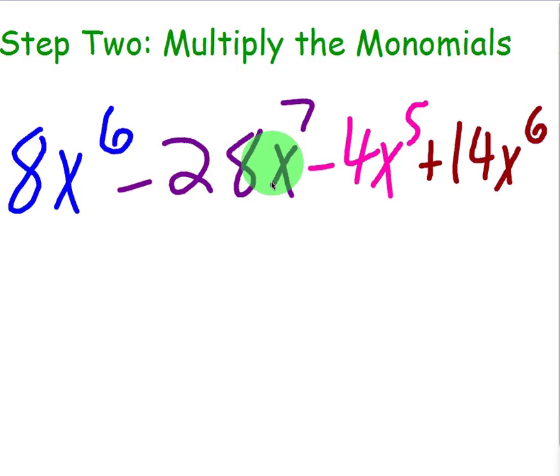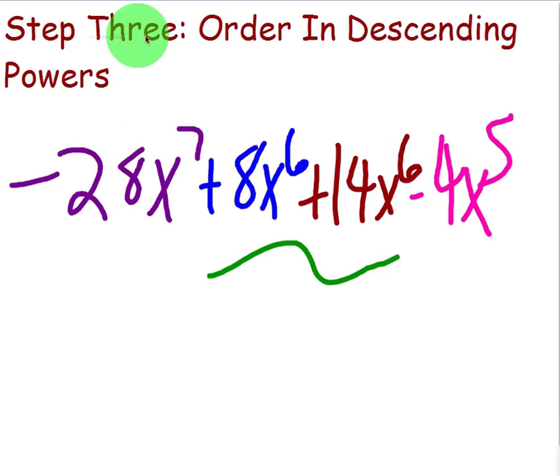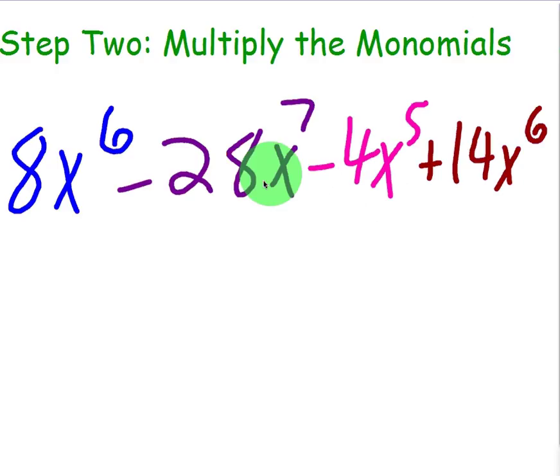Step 2, multiply. Step 3, order in descending powers. So that means the highest power first, followed by the next smallest, followed by the next smallest. So we put the x to the seventh term first, followed by these 2 x to the sixth terms, and then lastly the negative 4x to the fifth.